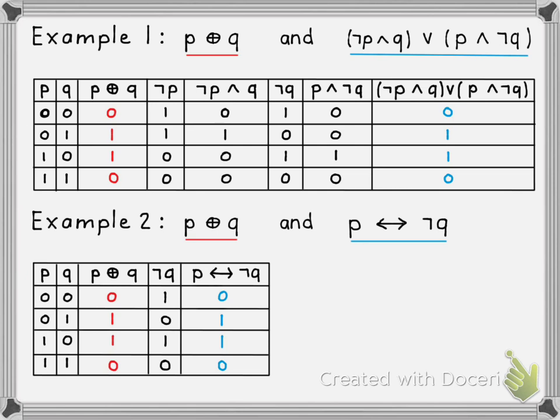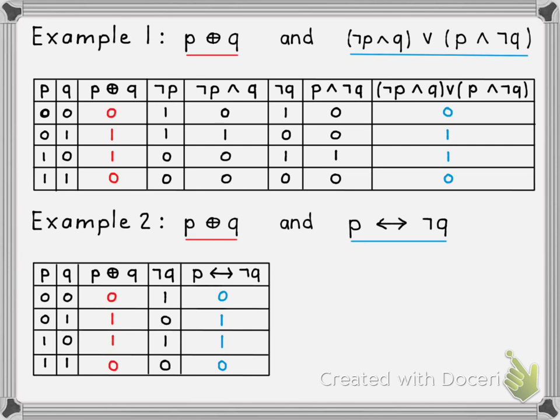What does that mean, that P and Q have different truth values? That means one is true and the other is false, or vice versa. And that's exactly the meaning of P exclusive or Q. So again, it's not surprising that these two propositions are logically equivalent.